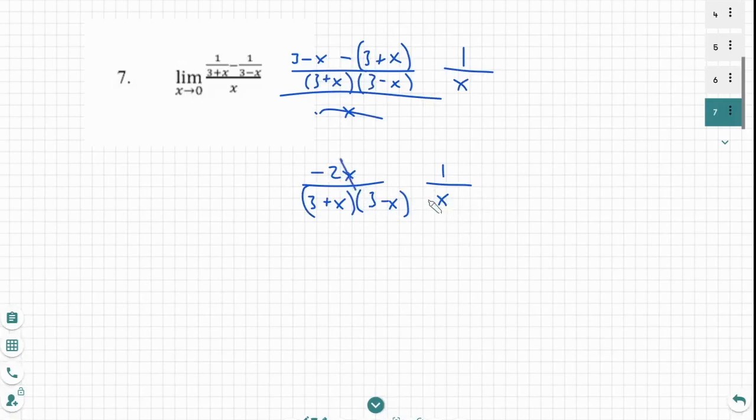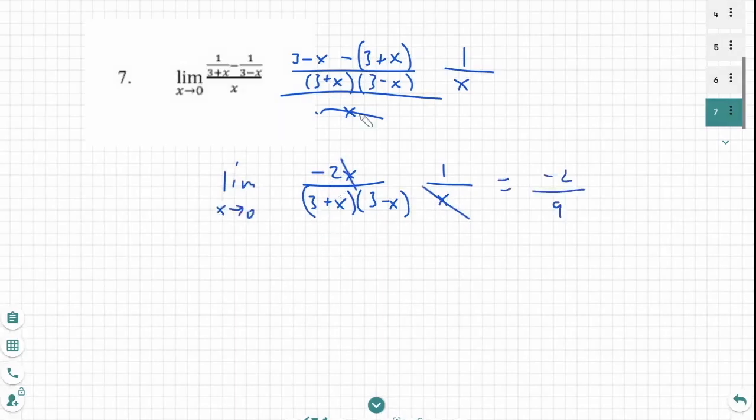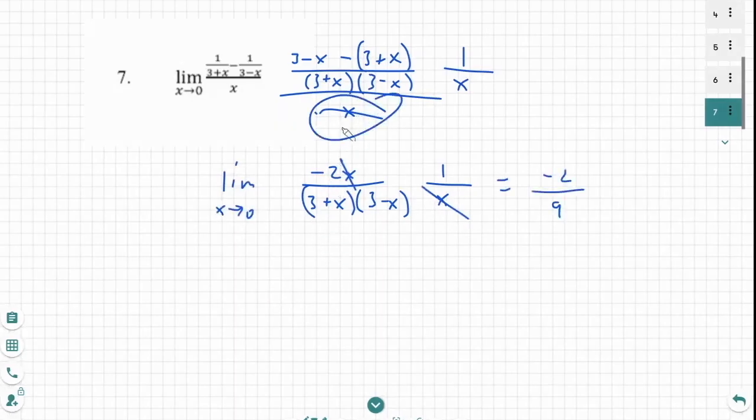And then from there, you can just do negative 2 over 9. All right, you can plug in. I think the key step is just to know that if you want to get rid of the complex fraction, just move the overall denominator, multiply by its reciprocal. That'll get rid of the fraction over a fraction.